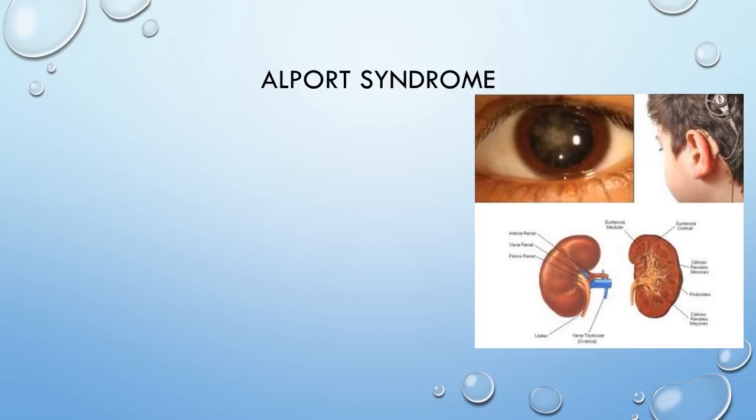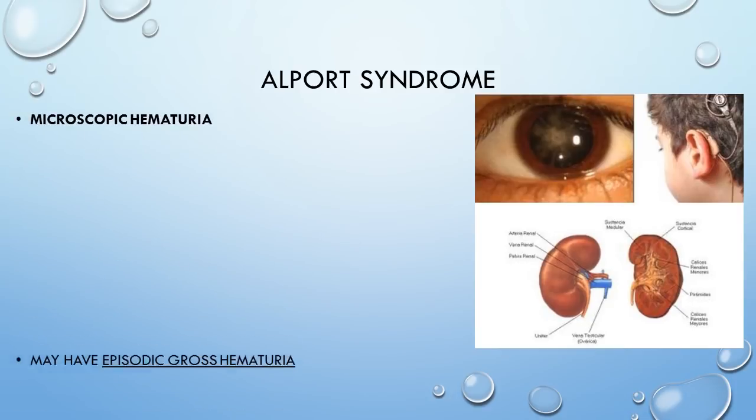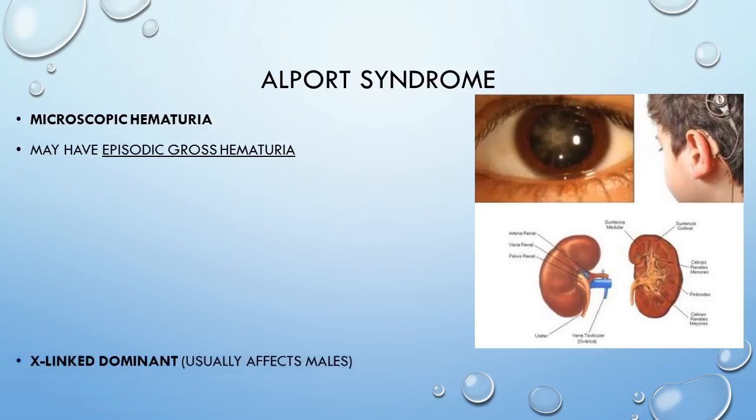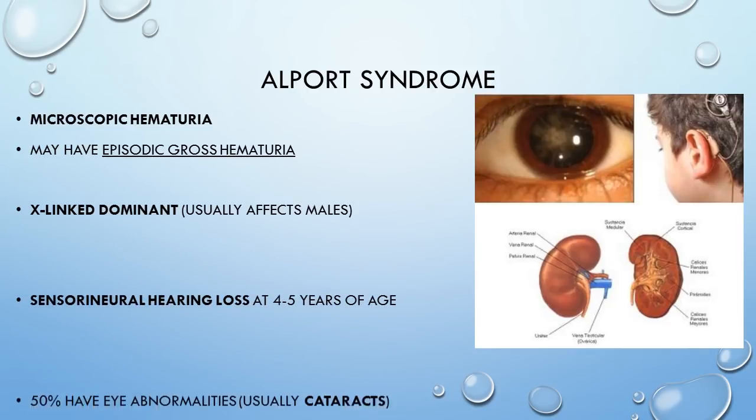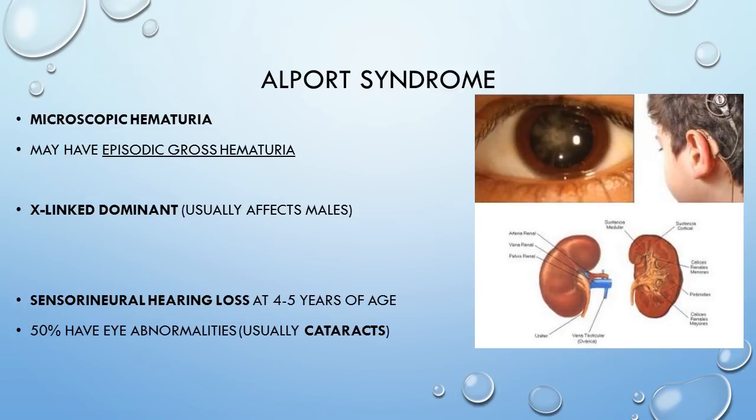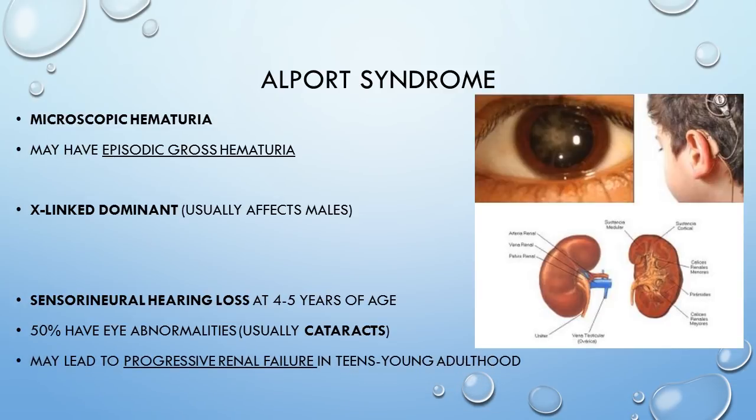Alport syndrome is another disorder with microscopic hematuria. These patients may have episodic gross hematuria. It's X-linked dominant, so it usually affects males. These patients have sensorineural hearing loss at about 4 to 5 years of age. About 50% have eye abnormalities, typically cataracts, and they may lead to progressive renal failure in teens to young adulthood. We refer these patients to pediatric nephrology.